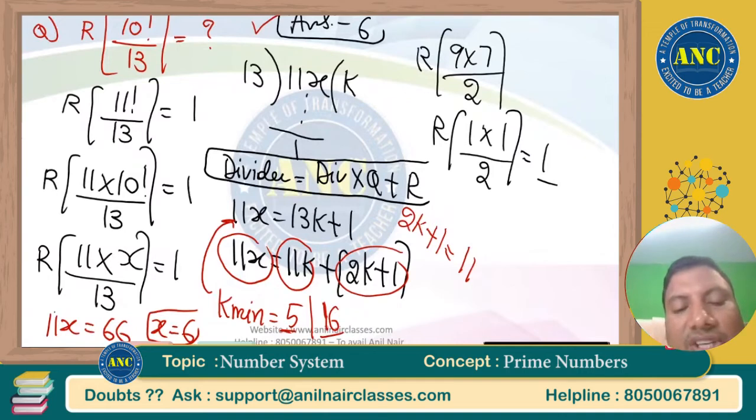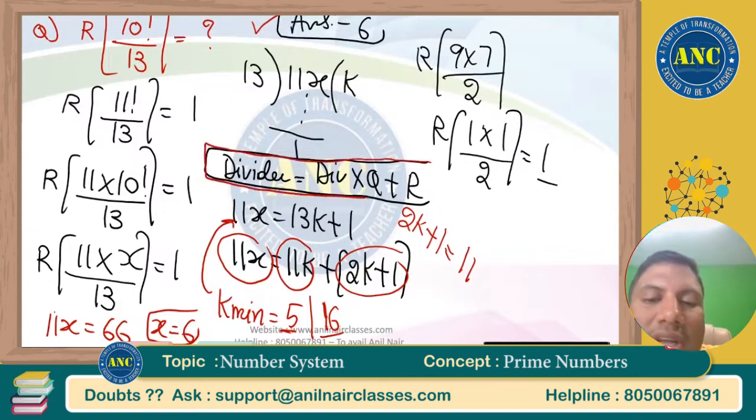Suppose I take 16, 13 sixteens are 208. 208 plus 1, 209. X I got is 19. When you divide a number by 13, you will not get the remainder 19. 19 divided by 13, 13 ones are 13. What is the answer? 6. I hope the idea is clear.